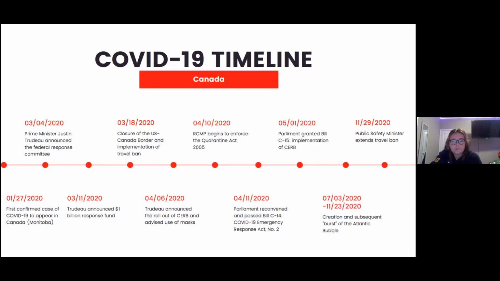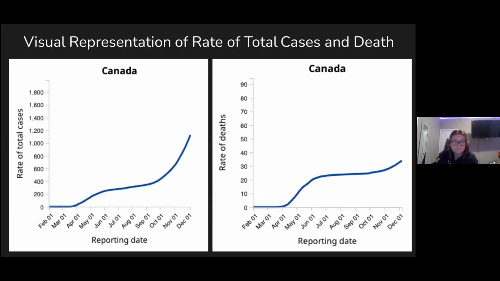On June 18th was when Canada hit 100,000 cases. Then on September 23rd, Justin Trudeau announced that Canada was in its second wave. From July 23rd until November 23rd was the creation and then subsequent bursting of the Atlantic bubble, which I'll discuss more in the policy slide. And then at the beginning of the week, Trudeau announced that there will be vaccines arriving before the end of the year. Next slide, please.